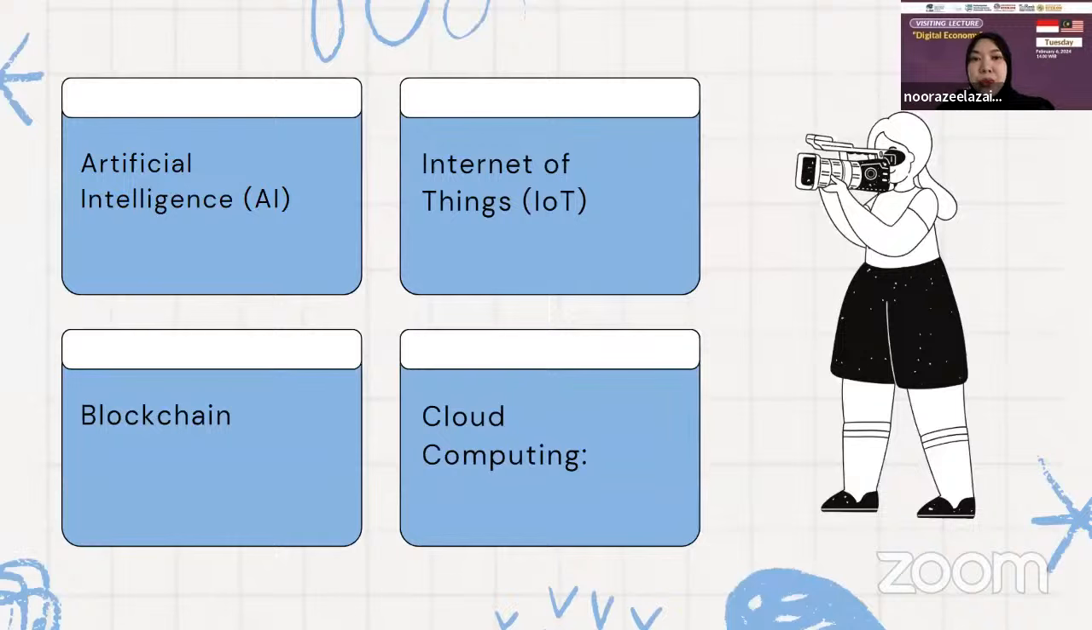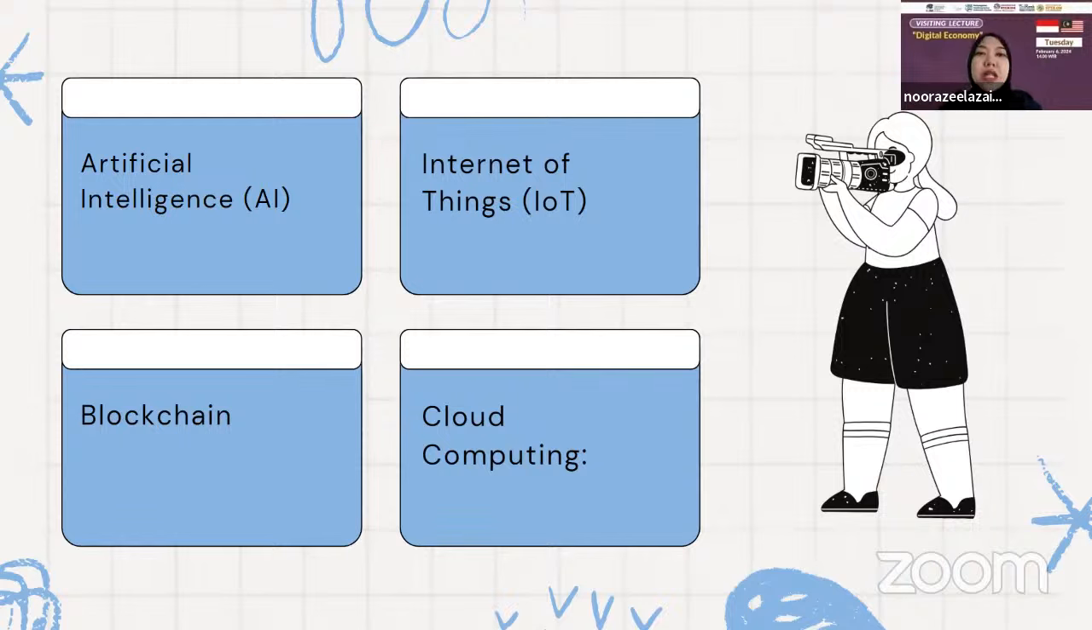Okay, so we want to look at them one by one. The first one is artificial intelligence or AI. The opportunity for AI: AI enables businesses to automate repetitive tasks, improve decision-making processes, and enhance customer service through chatbots and virtual assistants. AI-powered predictive maintenance can optimize equipment performance and reduce downtime in manufacturing and logistics.